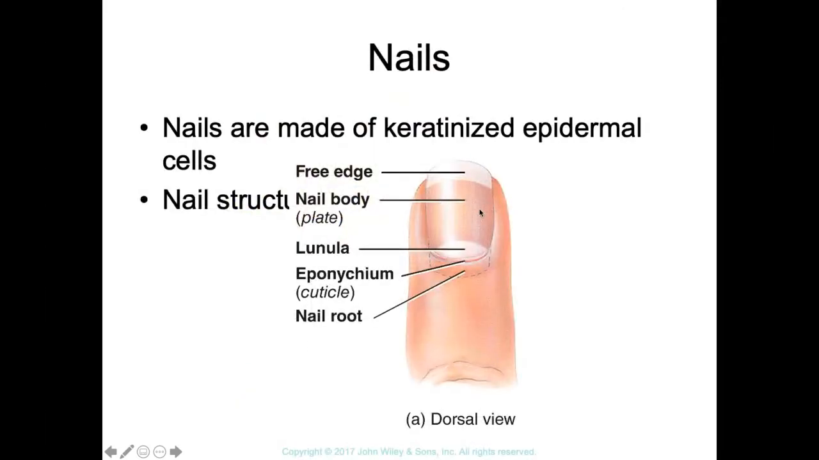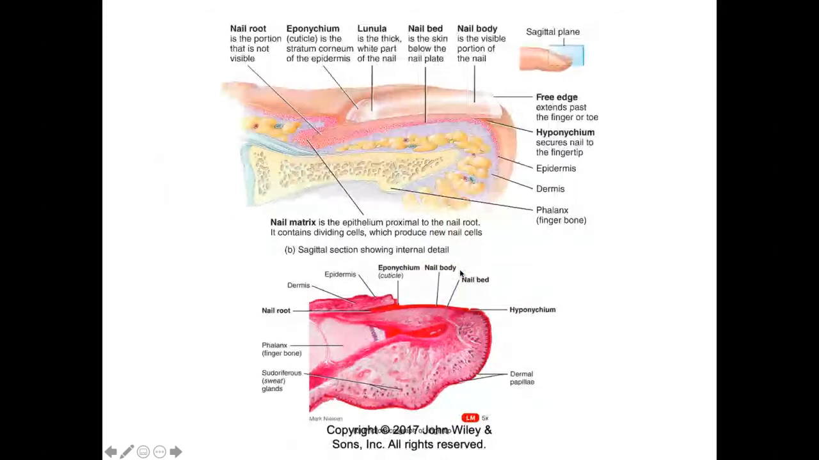When we look at the nails, they have the free edge. It has the nail body. It has the lunula. You've got the cuticle here, known as the eponychium, and then the nail root back here. From a different view, here's the free edge of the nail. We cut it. Here's that distal phalanx. So we can see here's the free edge. Here's the nail body that looks pink and should look pink unless you're anemic. Here's the lunula. Here's the cuticle. And here is the nail root.